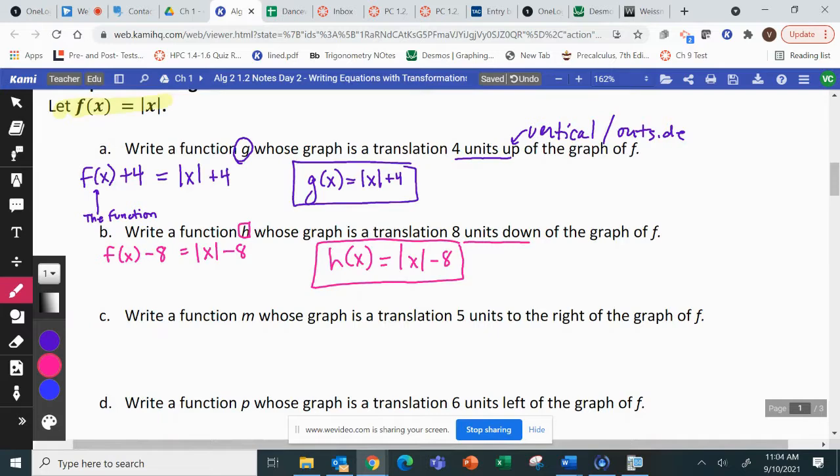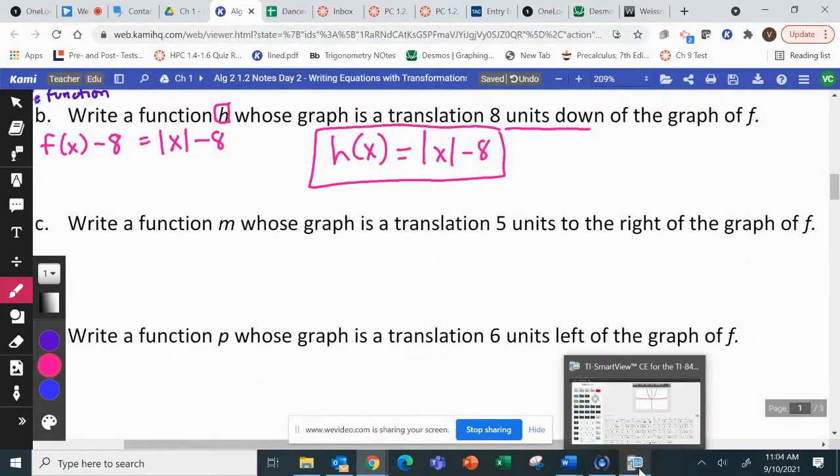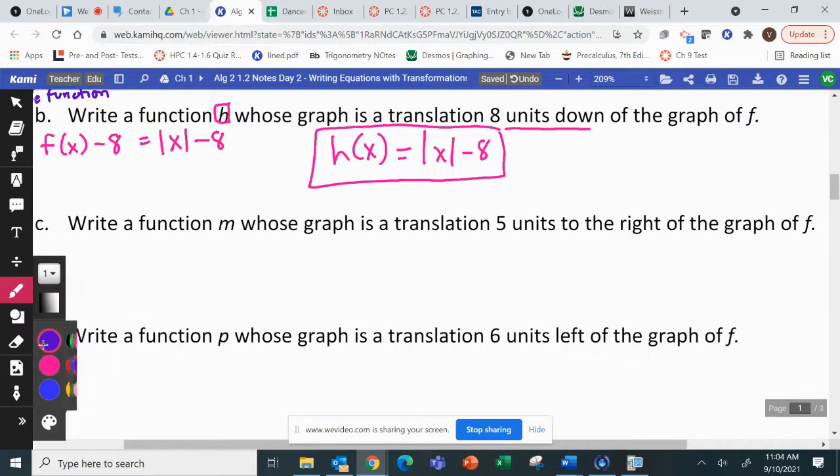Next one, write a function m whose graph is a translation 5 units to the right. Right is on the inside. That is correct. And inside is opposite. She's on top of it. She's on fire. Okay. So my original function is f. When I do it on the inside, it would be like x minus 5. That would go on the inside.